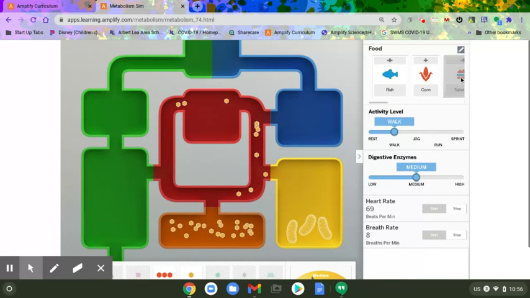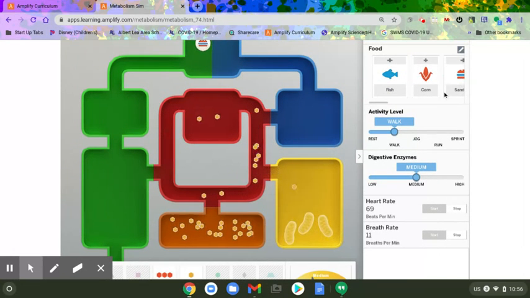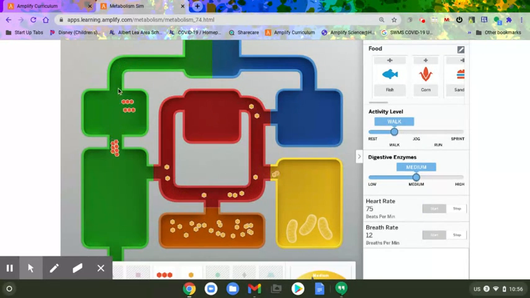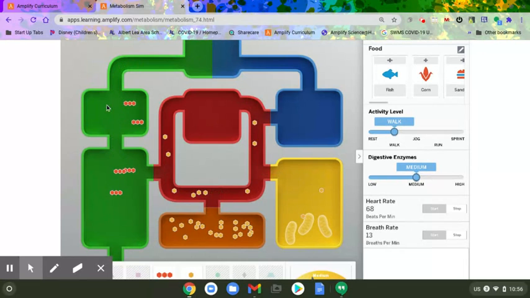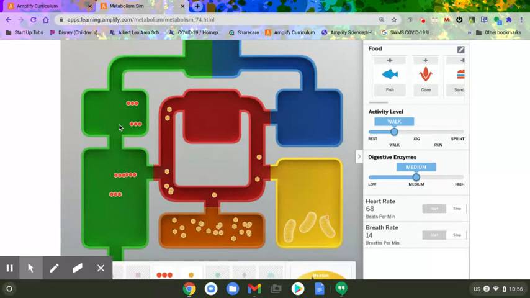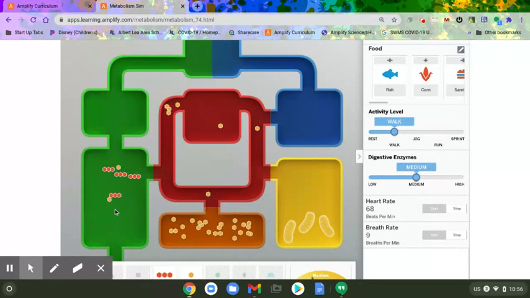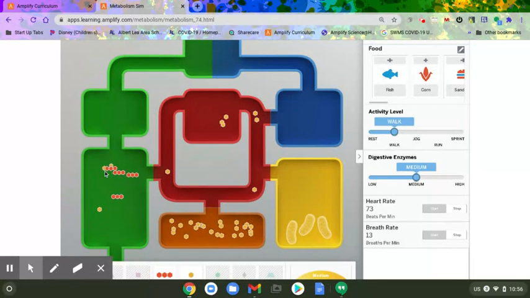So go ahead and feed the body a sandwich. So I'm feeding it a sandwich. So notice how starch molecules entered into the stomach, and they still were starch molecules when they entered the small intestine. Oh, did you see that? The starch broke apart into the yellow hexagons, which are glucose. Oh, another one broke down into glucose.